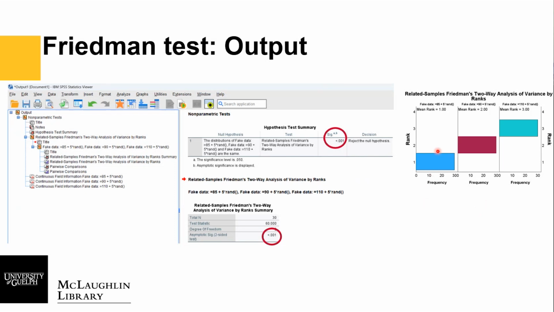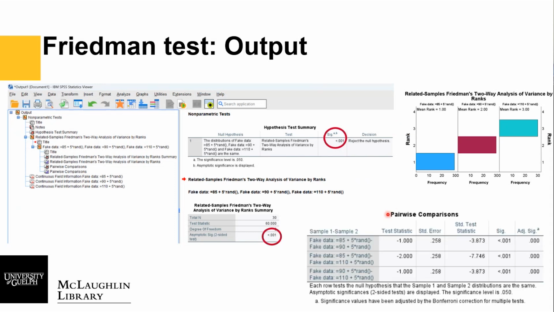So here, fake data 1 has the lowest rank. It's got a mean rank of 1. Fake data 2 has our middling rank with a mean rank of 2. And then fake data 3 has our highest rank with a mean rank of 3. So Friedman's test is doing something a little bit different than what you're probably used to if you've seen ANOVAs before. Looking at this graph, you might not know where the differences are. You've got a p-value, you've got a graph. To find where your differences are, you're actually going to scroll to where it says pairwise comparisons.